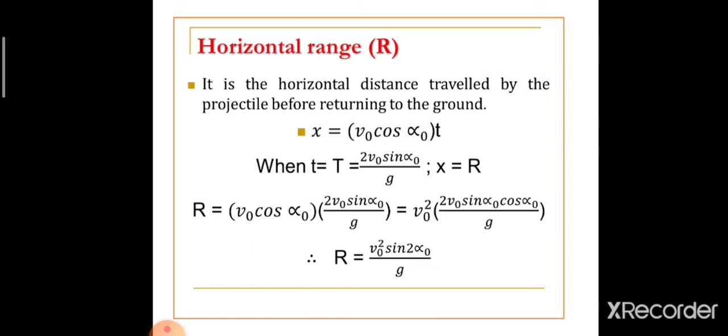Horizontal range, capital R. It is the horizontal distance travelled by the projectile before returning to the ground. So since it is the horizontal distance, we have to take the equation for horizontal components. We know x is equivalent to ut since the horizontal acceleration is 0. Substituting ux is equivalent to v0 cos theta, we get x is equivalent to v0 cos theta into t.